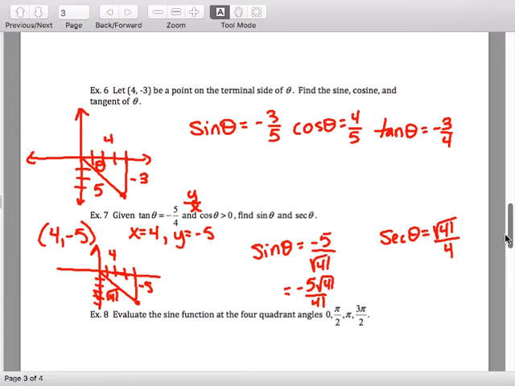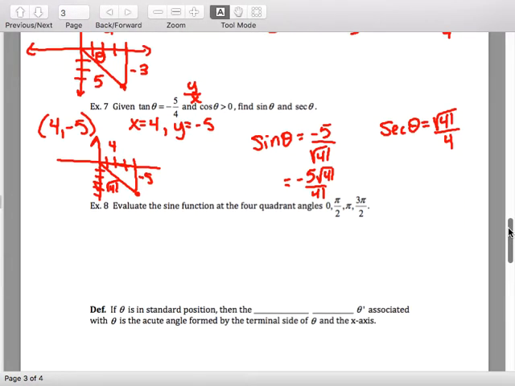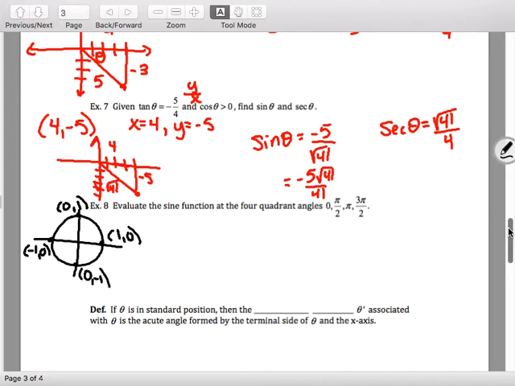All right, example 8 says evaluate the sine function at the 4 quadrantal angles 0, pi over 2, pi, and 3 pi over 2. So what you're going to want to do is draw a unit circle with the 4 quadrantal points. When you look at the circle, you have ordered pairs x comma y. For the sine function, where are we going to find the values on those points? The y values. Sine are the y values. So the sine of 0 is going to be 0.